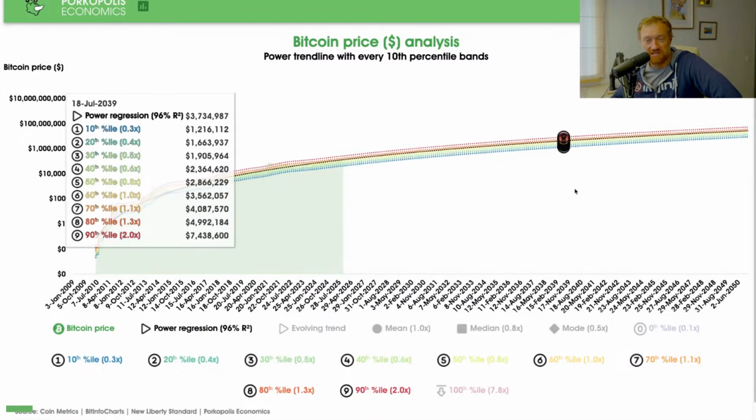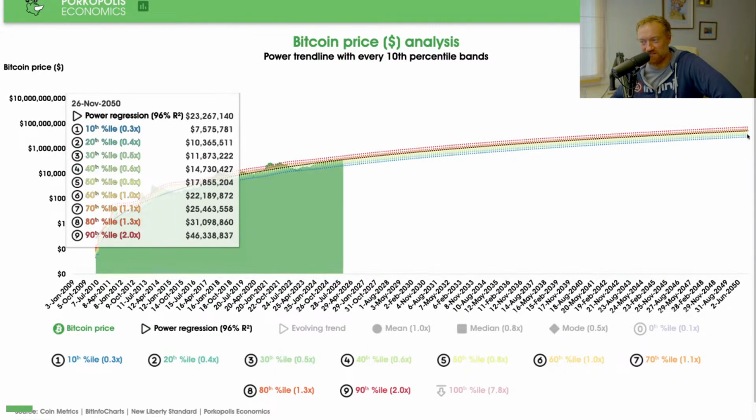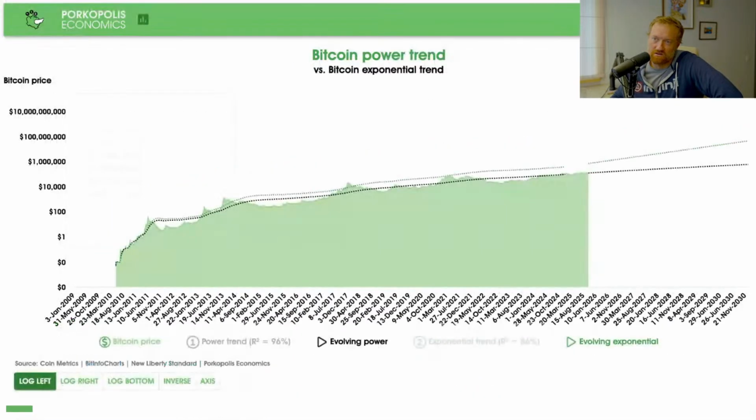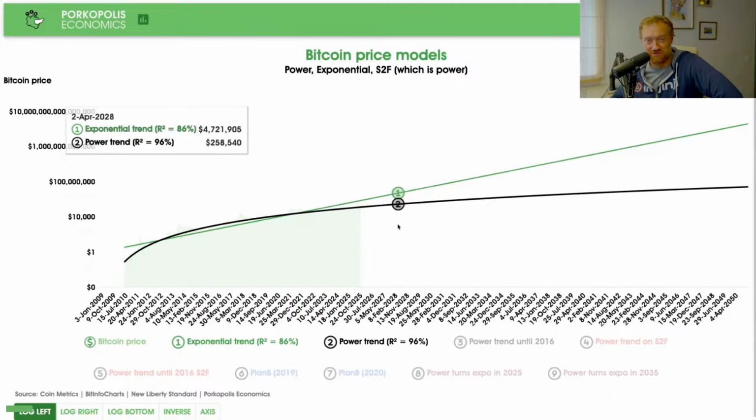You still get amazing numbers, by the way, if you stick on power, right? You get to 23 plus by 2050 million. Of course, it's not exponential numbers. But that's because Bitcoin's not on an exponential trend.